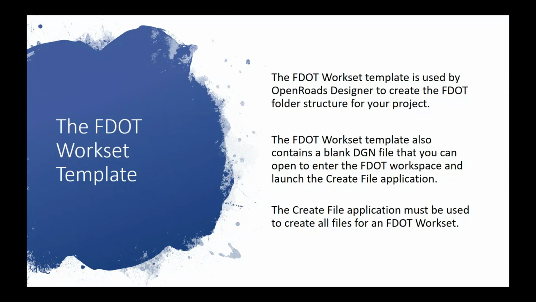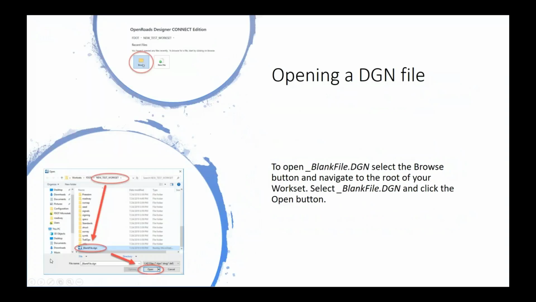Does that make sense? I'll demonstrate. So all you have to do to open up that file is browse to the root of your project and select _blankfile.dgn and then click the Open button.